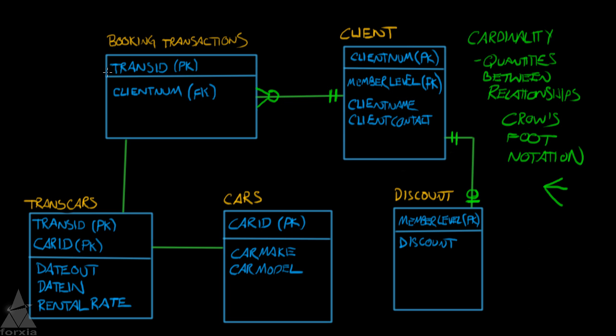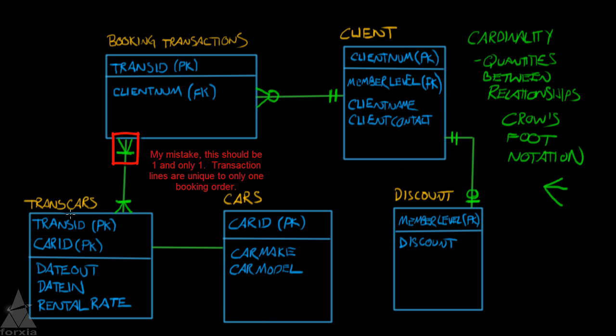When looking at booking transactions, how many transcar lines can we have in an order? A client can come in and rent more than one car, so at least one, but also how many? We can put many in. As for the transcars, looking back at the order, how many can we have? We can have many. But if we have a booking transaction without any transcars on it, is that really a transaction? We're going to say no. So we're going to have at least one. So there's our one-to-many relationship there.